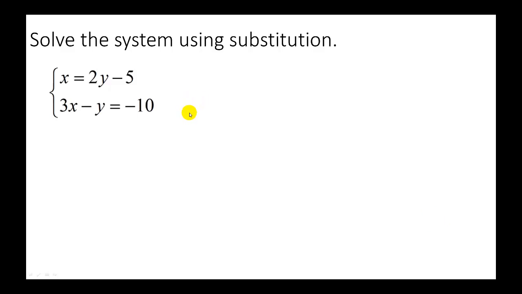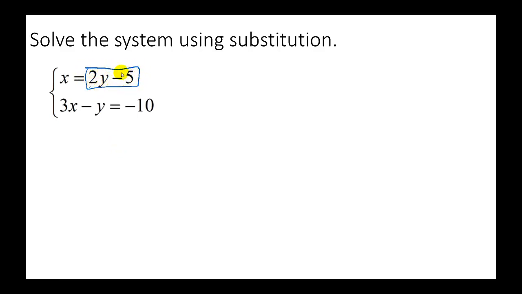Solve the system using substitution. We first need to look to see if we have an x equals or a y equals. I see x equals right here. It is equal to 2y minus 5. I'm going to note that this is what x is equal to.